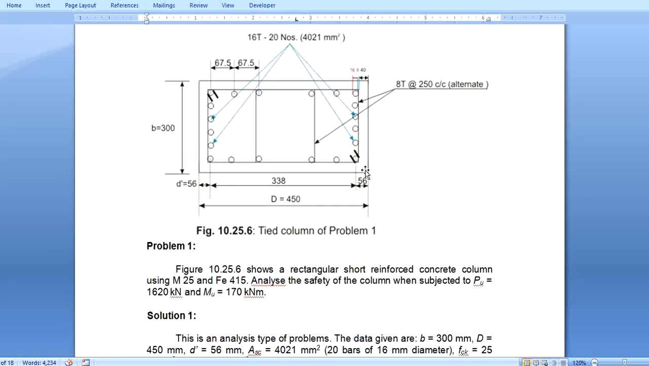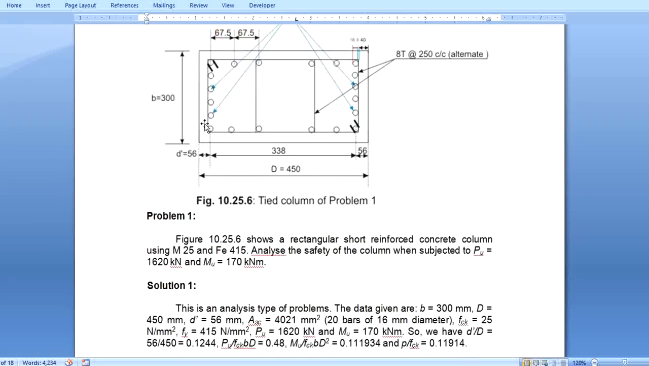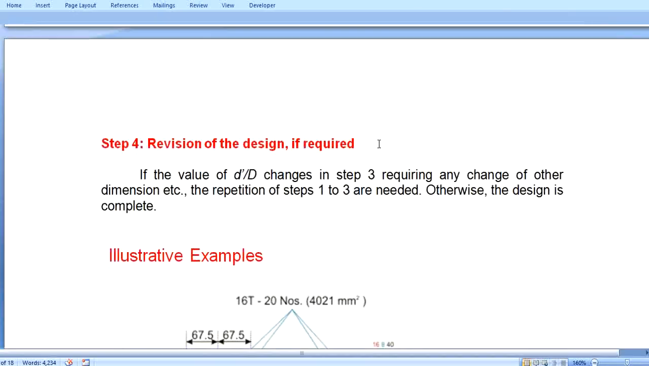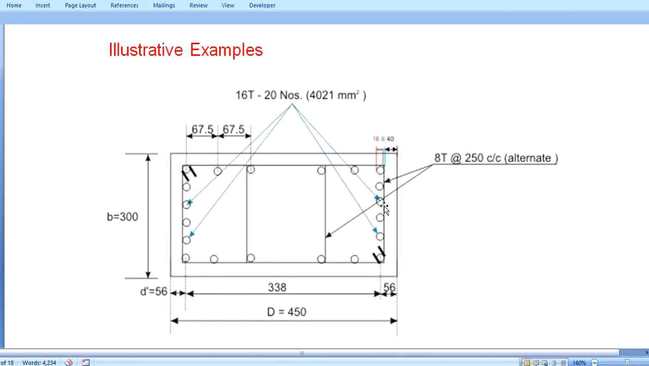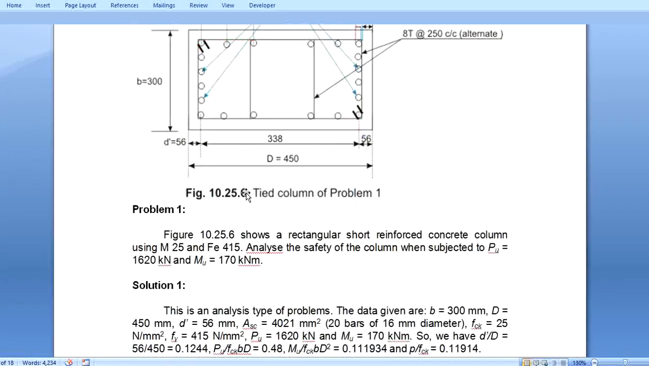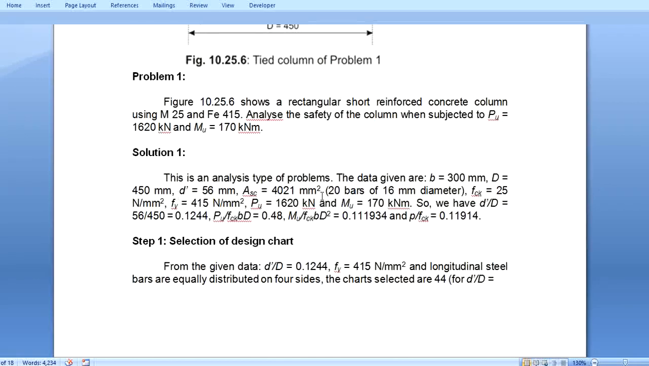I hope you have understood. I will brief it again. The minimum clear cover for a column is 40 mm, so 40 mm plus this 8 mm dia is 48, and 48 plus half of the 16 mm dia gives us 56. So D dash divided by D is equal to 56 divided by 450, that is 0.1244.